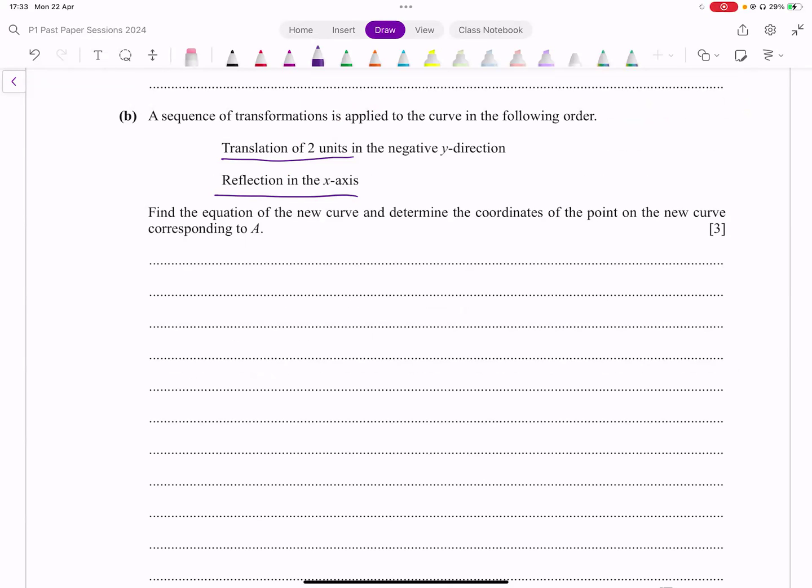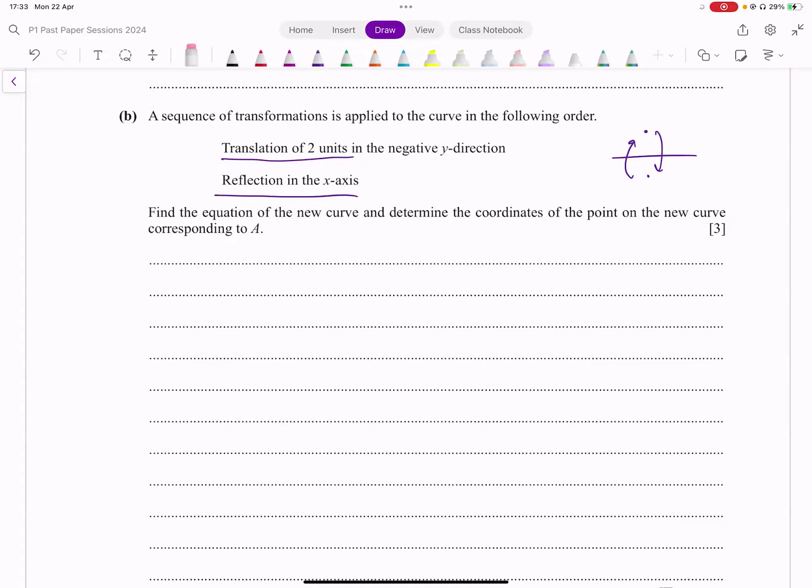If the line of reflection is the x-axis, is that a vertical transformation or horizontal transformation? That's also a vertical transformation, because the x-axis being the line of reflection means if there was a point above the x-axis, that goes below the x-axis. If there was a point below the x-axis, that goes above the x-axis. So it's a vertical reflection. So you've got 2 vertical transformations. First of all, there's a translation of 2 units down, and then there's a reflection in the x-axis.